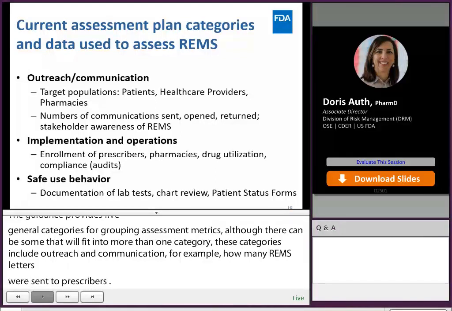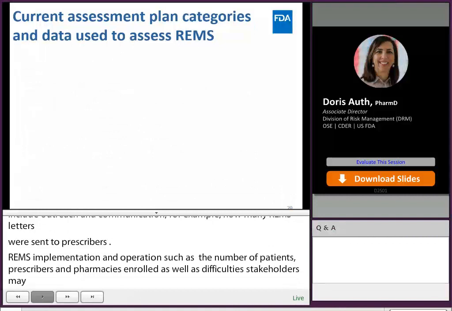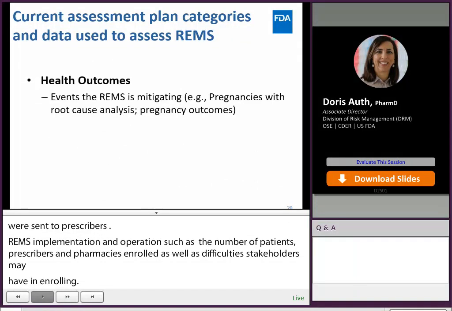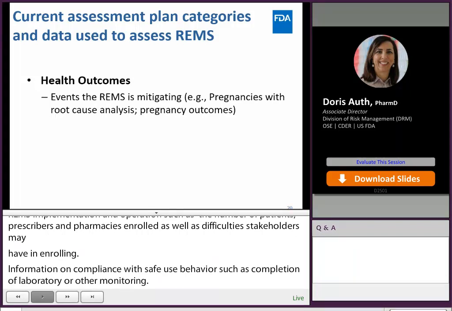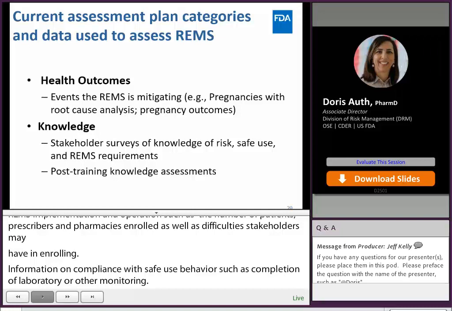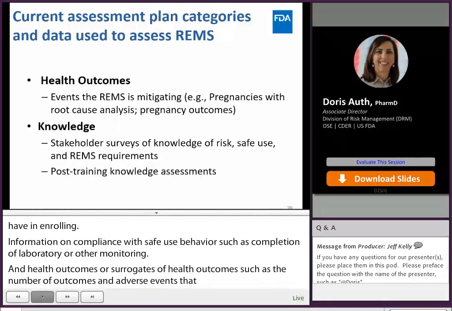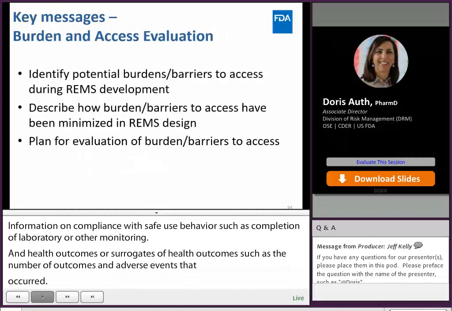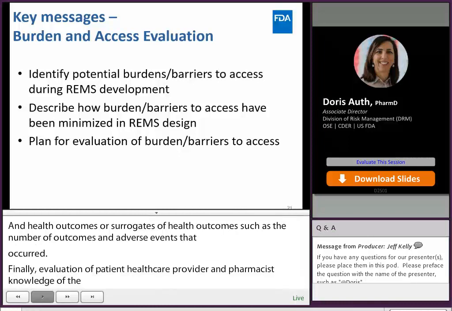Information on compliance with safe use behaviors, such as completion of laboratory or other monitoring. And health outcomes, or surrogates of health outcomes, such as the number and outcomes of adverse events that occurred. Finally, evaluation of patient, healthcare provider, and pharmacist knowledge of the risk and REMS requirements. Since the draft REMS guidance was released, we've been revising REMS assessment plans to align with these categories.